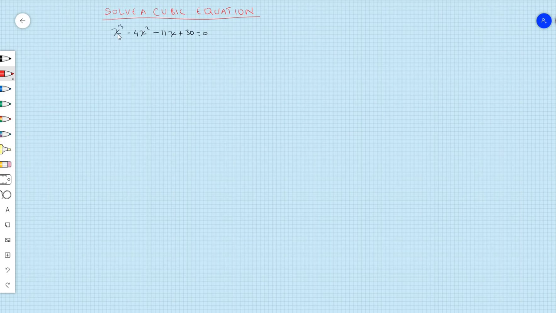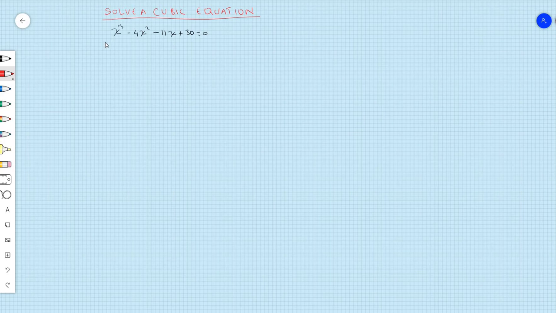This is a tutorial about how to solve a cubic equation. First of all, a cubic equation means there are three roots you have to find. Just like a quadratic equation, when you have the power 2, there are two roots, and when you have only one x, there is only one root. So for a cubic equation, you have to find three roots.